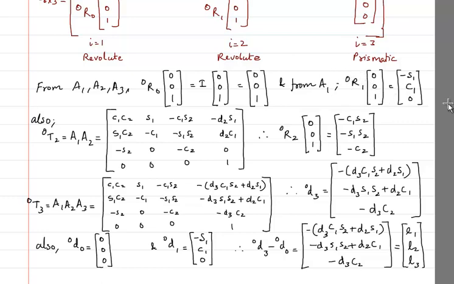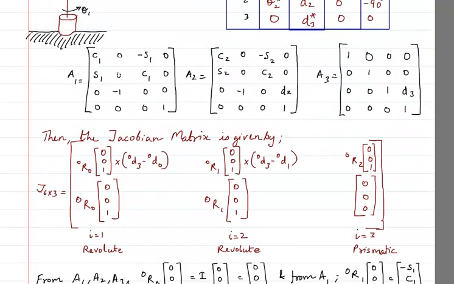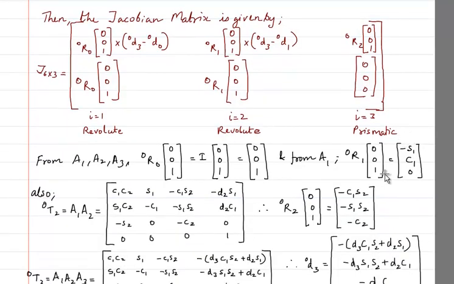So the third column of 0r1, what is 0r1? 0r1 is this 3 by 3 matrix. Out of that, the third column will be minus s1, c1 and 0, and that is what we have here. So 0r1 into 0, 0, 1 is already done, so we can substitute that here. 0r0 we already have, that we can substitute here. What is remaining is 0r2.